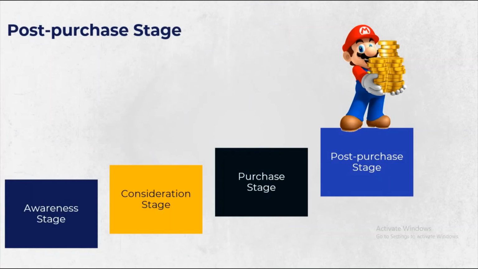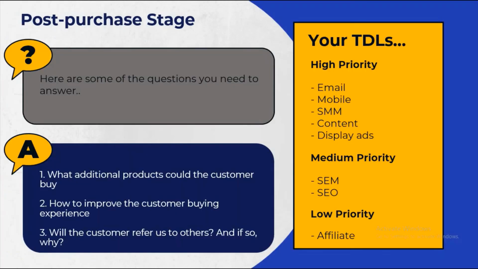Okay, moving to the post-purchase stage. Now you've gone from the awareness stage to the consideration stage to the purchase stage. Now you are at the post-purchase stage. You have already gotten a client. You have already gotten somebody who bought a product or a service from you. Now you already have all of the coins. You have their money in your hand. All right, you are the Mario man. Nice one. So what exactly should you do?